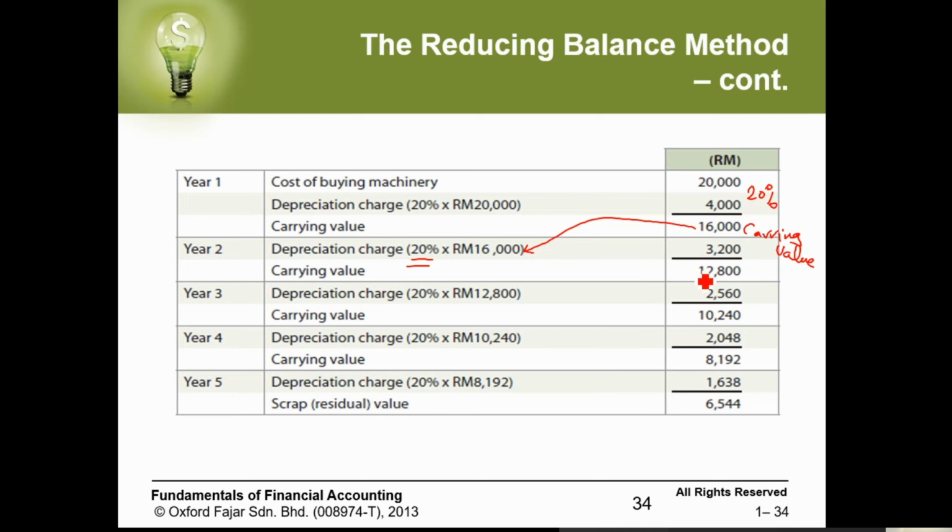In the third year, we calculate 20% also from the carrying value. So again, it's 2,560, then the balance will be 10,240. In year number 4, also 20% of it, and the balance will be 8,000. Year number 5 will be like this. So the leftover at the end of this machine's life will be the scrap value. So this is the reducing balance. As you see, we are calculating for each year a percentage, and this percentage is from the leftover amount.